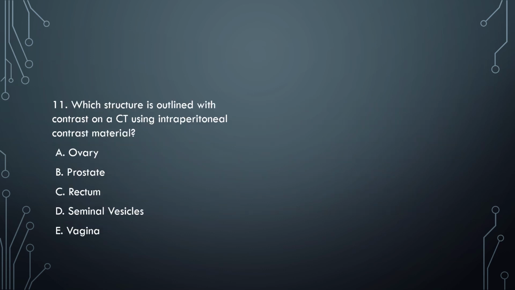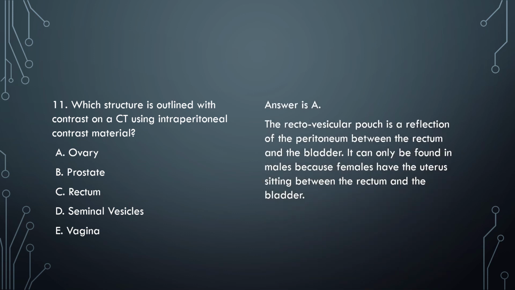Question 11. Which structure is outlined with contrast on CT, computed tomography, using intraperitoneal contrast material? Is it the ovary, prostate, rectum, seminal vesicles, or vagina? The correct answer is ovary, I mean A.